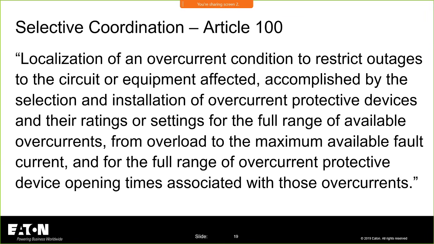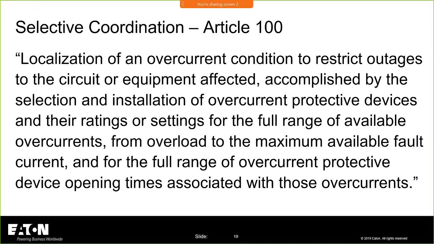There's a lot more tools for the selective coordination engineer than what there used to be. And you want to protect for all fault currents from the overload to the maximum available fault current. So we're considering all currents that pass through any series of devices. And that's a very important aspect. I mean, there are a lot of debates in the industry about, do we selectively coordinate to the three-phase bolted fault?